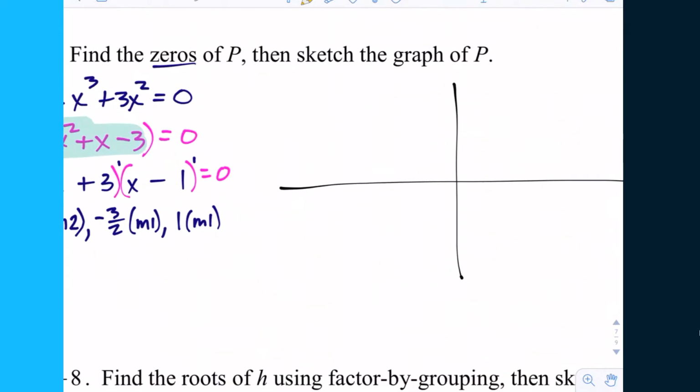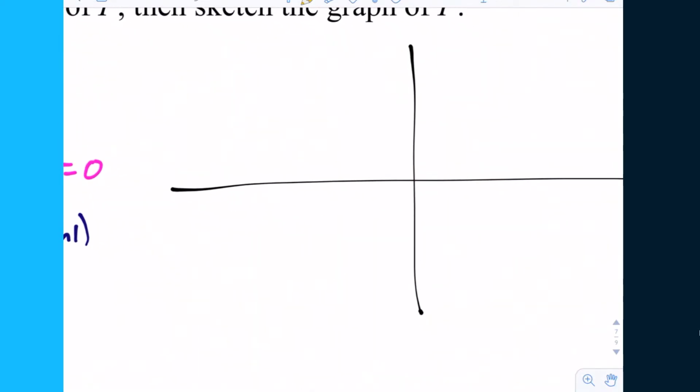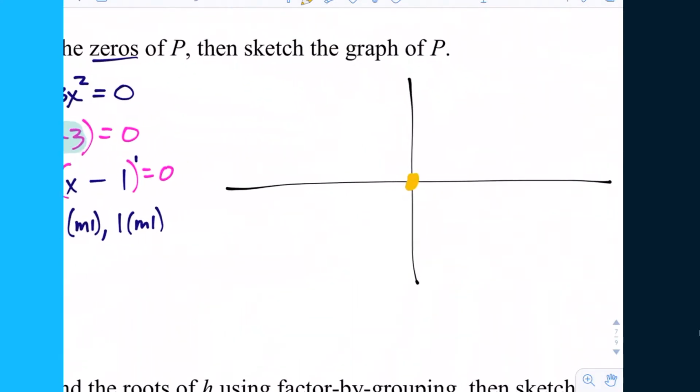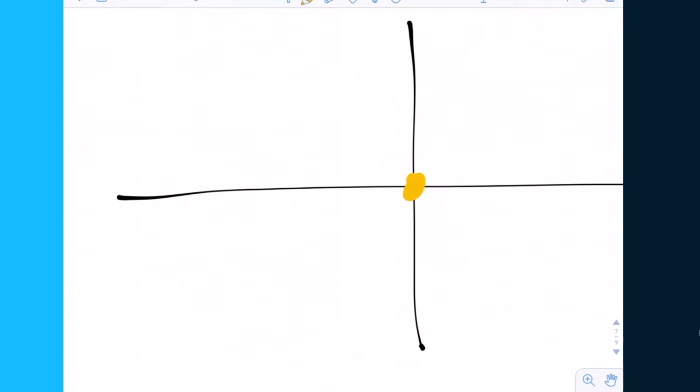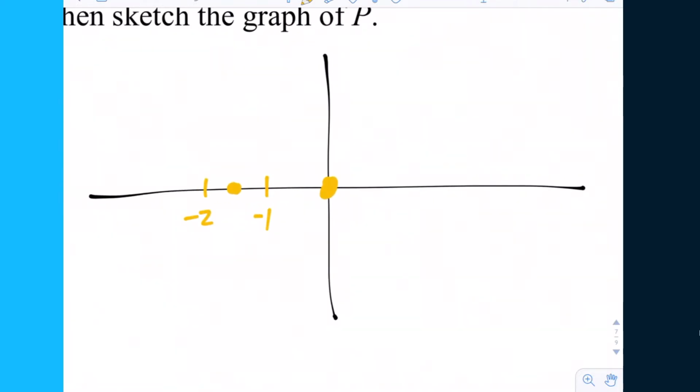All right. So let's go ahead and put our x-intercepts on there. 0 and -3/2. That's like -1.5. So if here's -1, here's -2, -3/2 would be right there. And then I got +1, which is going to be right there. So I just put little dots at each of those.